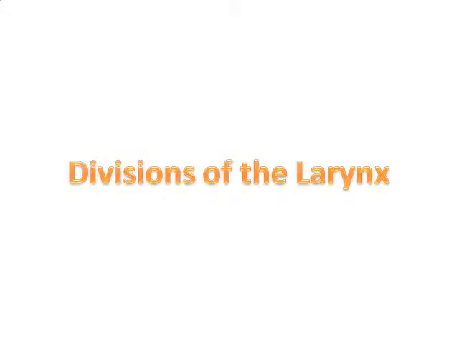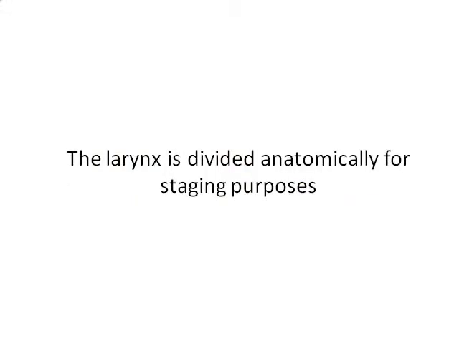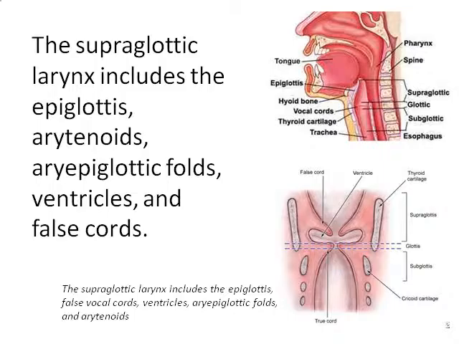Divisions of the larynx. The larynx is divided anatomically for staging purposes. It is divided into the supraglottis, glottis, and the subglottic areas. The supraglottic larynx includes the epiglottis, arytenoids, aryepiglottic folds, ventricles, and false cords.